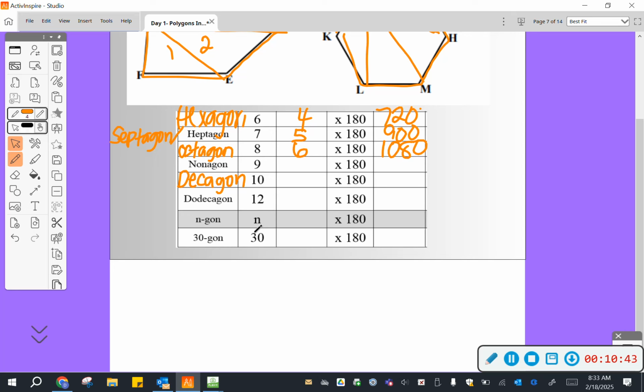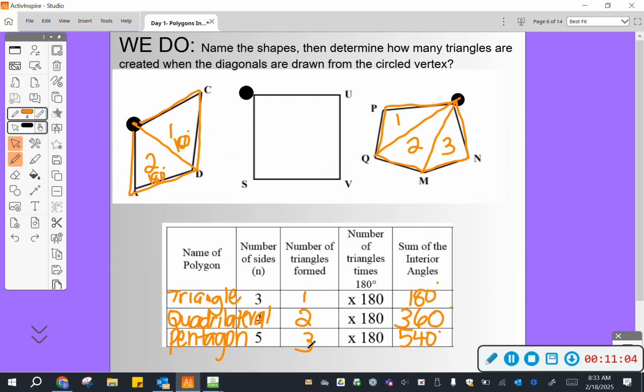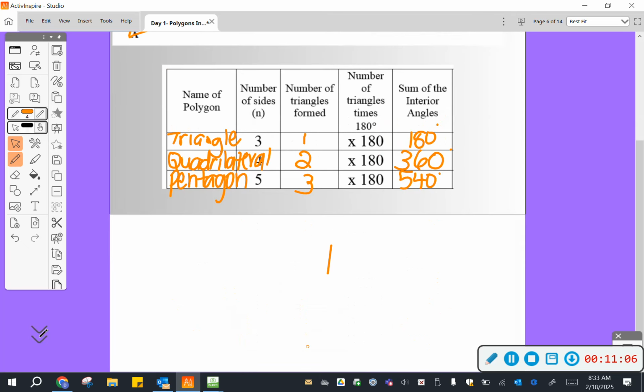Okay, so wait, before we do that, Mariah said 30 times 180. But be careful. Did we multiply for a hexagon? Did we do 180 times 6? No, what did we do? 180 times 4. For a heptagon, we did 180 times 5. What do you notice about the number of sides? Let's go back to the original one. The number of sides and the number of triangles there are.